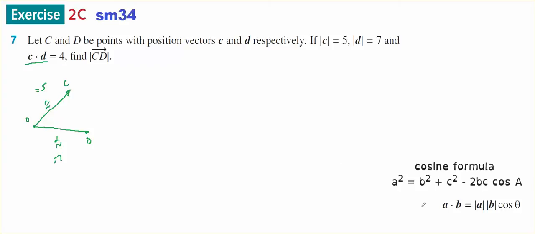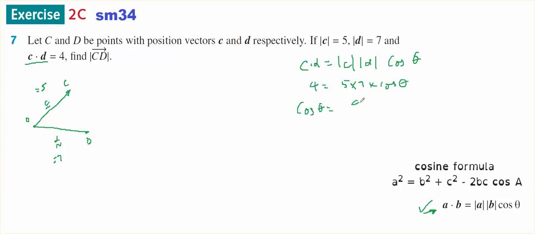Okay, I can use this as the general rule for the dot product since I know the magnitude of C and I know the magnitude of D, and I know the dot product of C dot D is equal to 4. So C dot D will equal the magnitude of C times the magnitude of D times the cos of the angle between them. So 4 will equal 5 times 7 times the cos of theta, which means the cos of theta will equal 4 on 35.